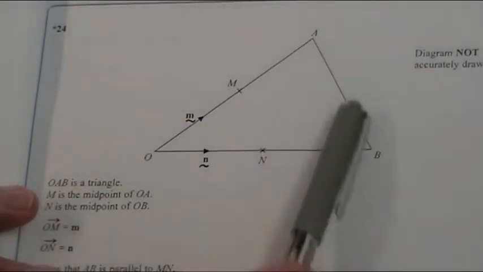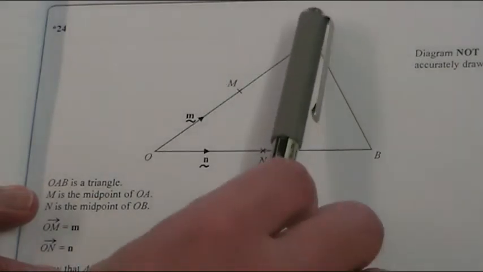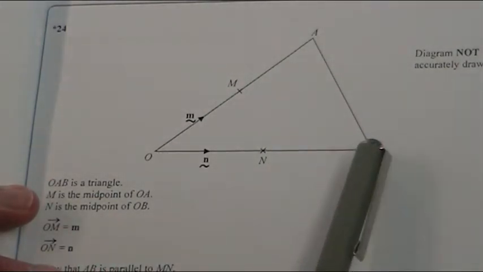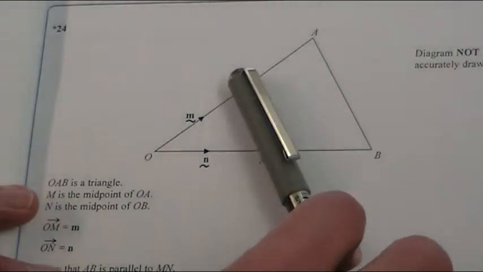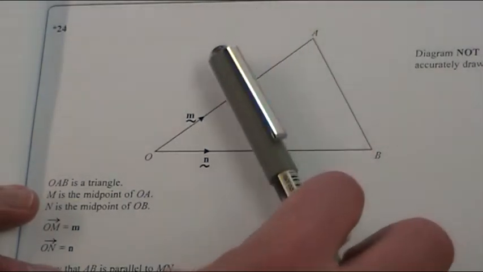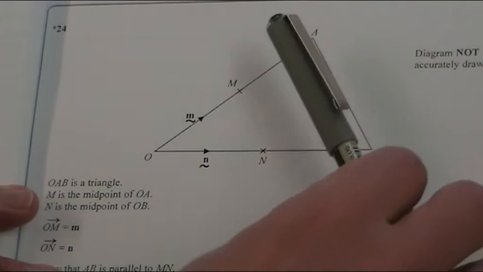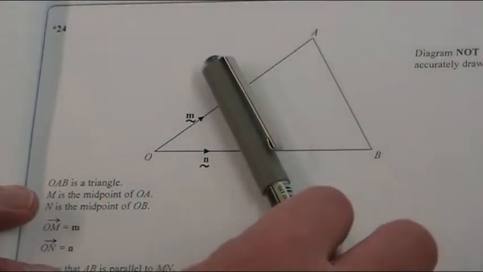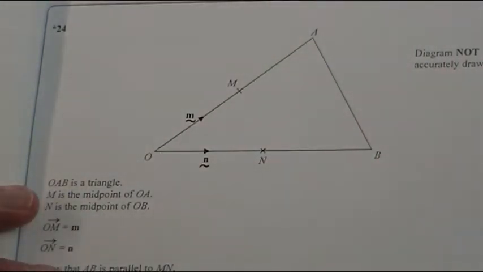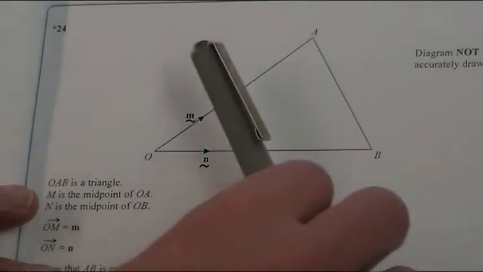To prove that these are parallel, we have to prove that they are the same vector. They are heading in the same direction, but clearly they're going to have a different size, which we call magnitude. So if we can prove they have the same vector but a different magnitude, we are proving that they are parallel. A little bit like gradients of straight line graphs. If they have the same gradient, they are parallel.